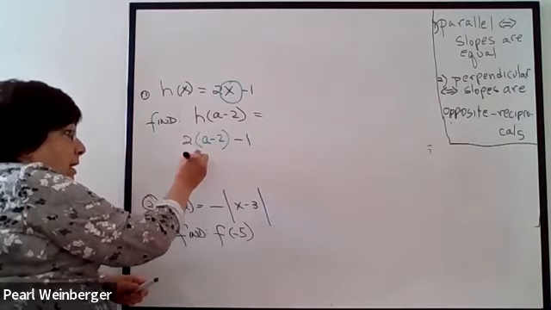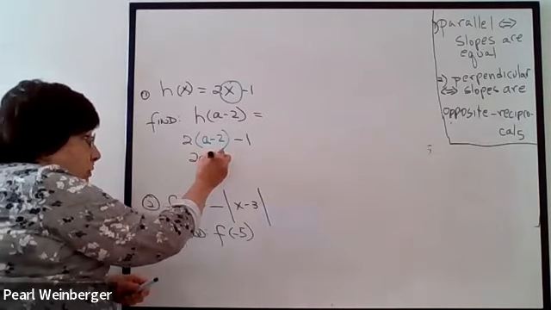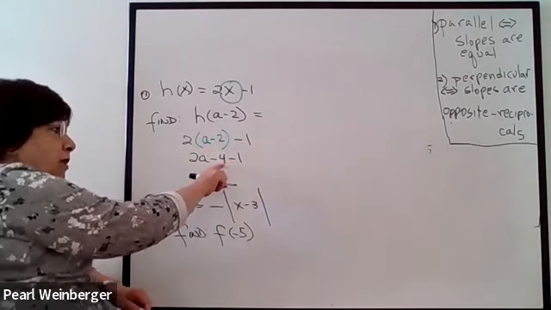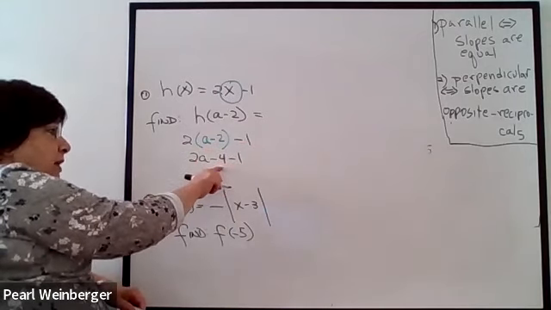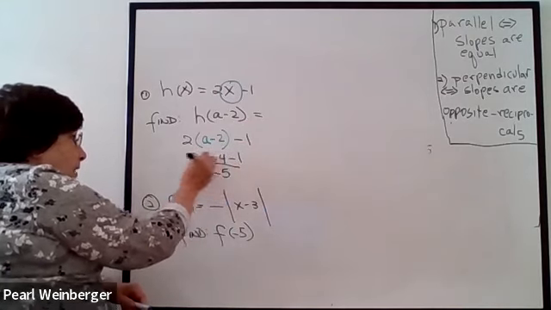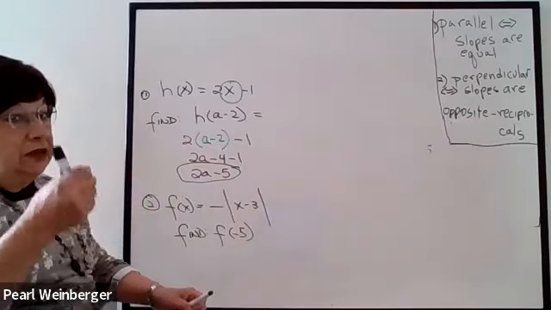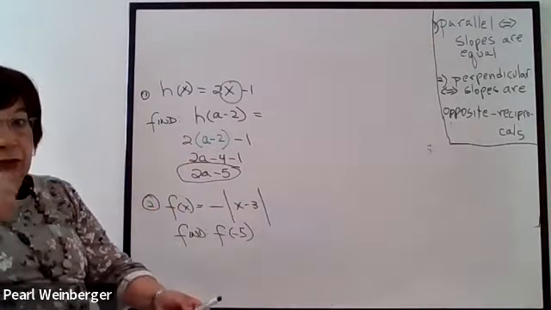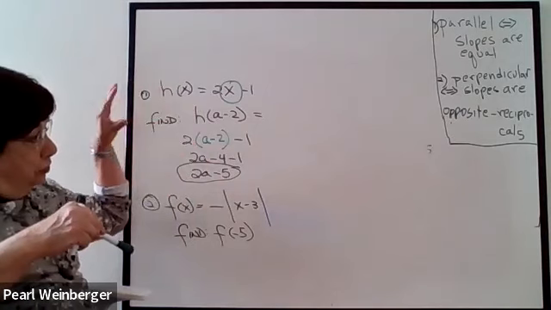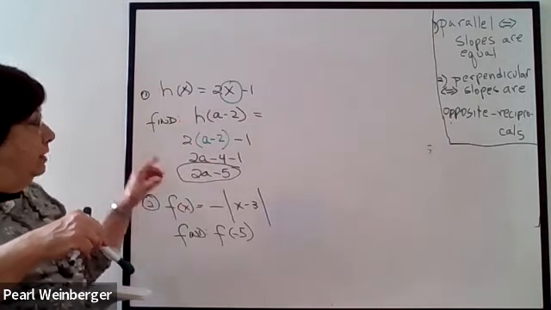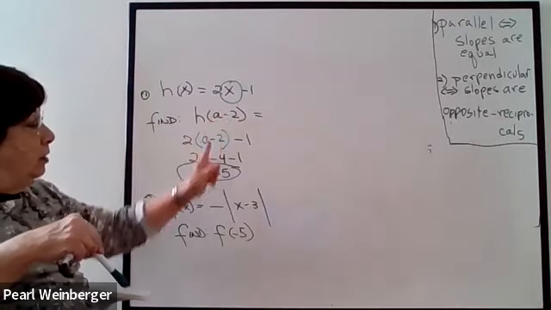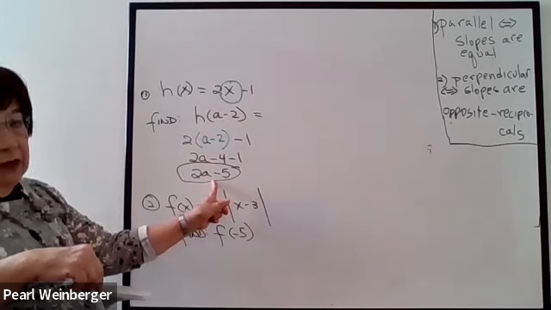This is 2a, and 2 times negative 2 is minus 4, and minus 1 from before. The only thing we can combine is the negative 4 and the negative 1. So this becomes 2a minus 5. And that's your answer. It's not an equation. It's just, do you understand how to work functional notation? Your final answer is 2a minus 5. Since this had an a in it, your answer will also have an a in it.